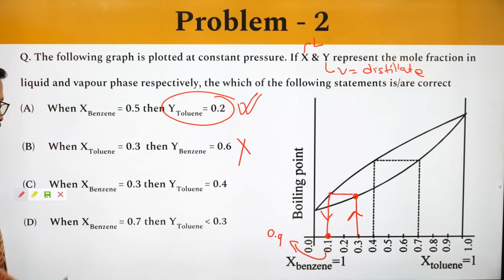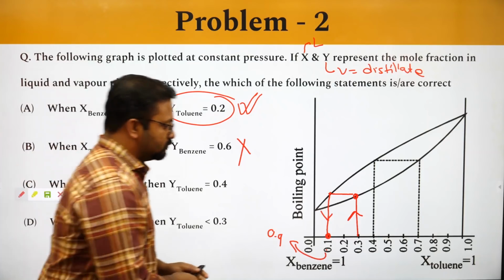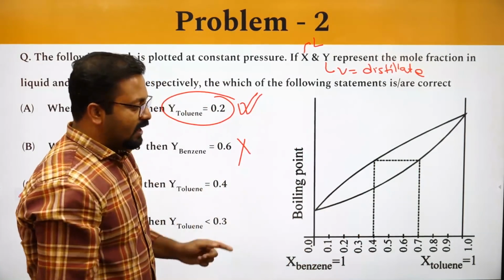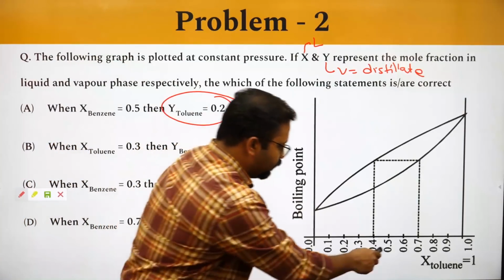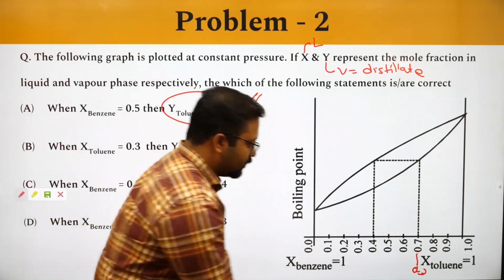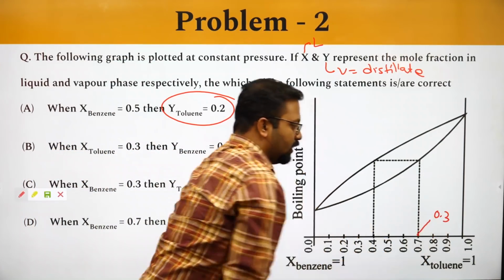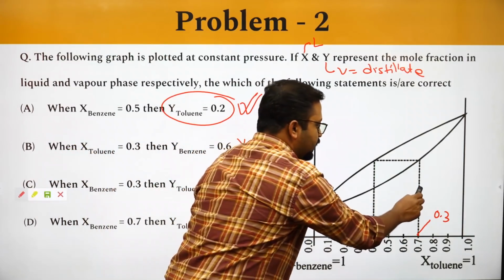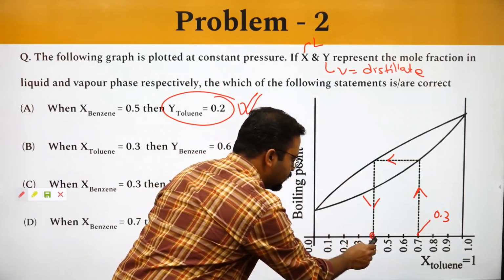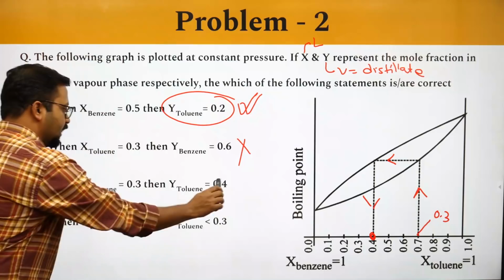Let's look at the next question. Benzene is 0.3, then toluene is 0.4. Where is benzene 0.3? Benzene is 0.3 over here. Boil this. How much is toluene? 0.4. Correct.